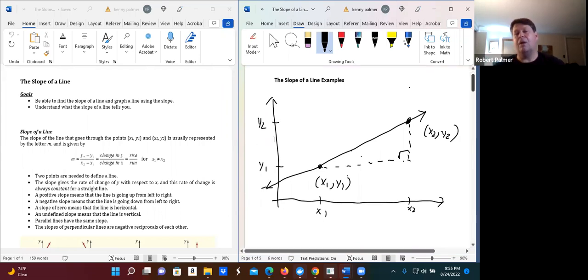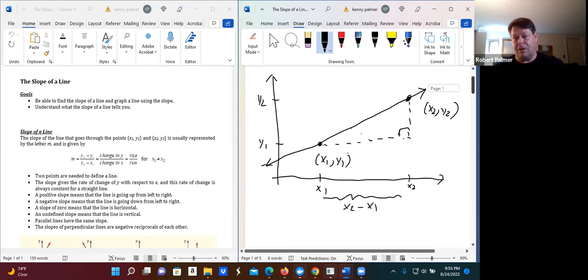Now we think about this change. The change we're going in x from here to there is this distance, which we can write as x2 minus x1. Imagine if this was 5 and this was 3, that distance would be 2, because it's 5 minus 3, which is 2. This is our change in x. And this distance here, the same way, is y2 minus y1. That's our change in y.